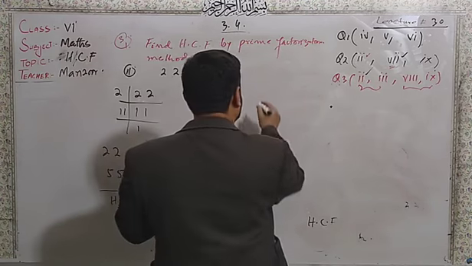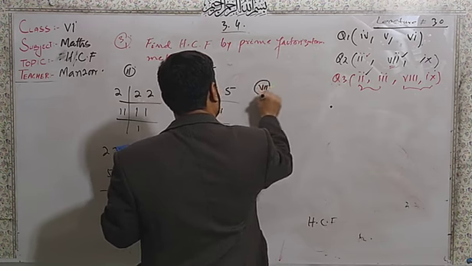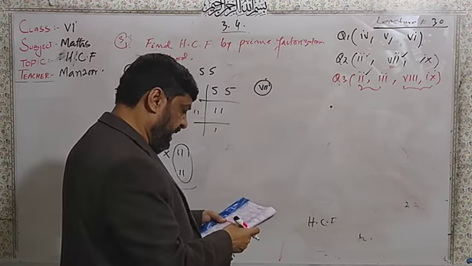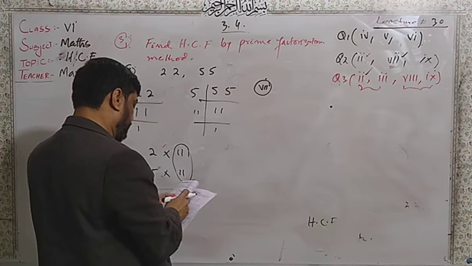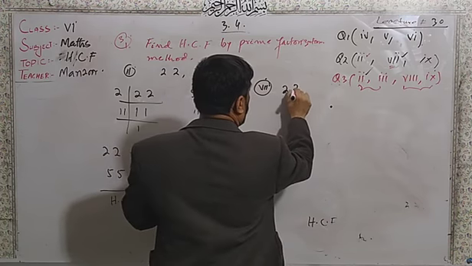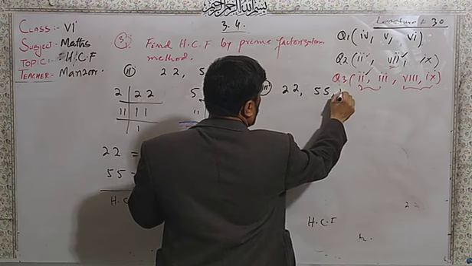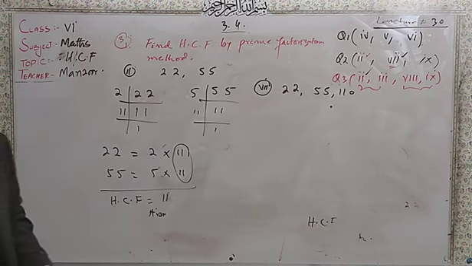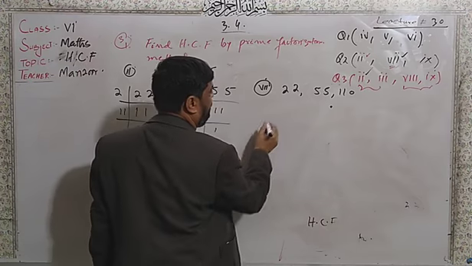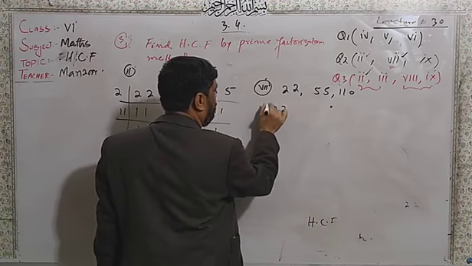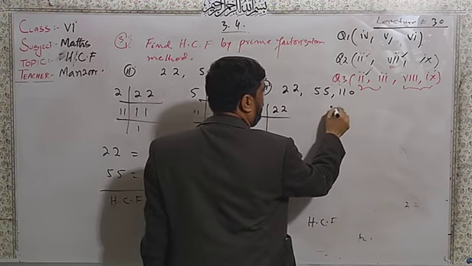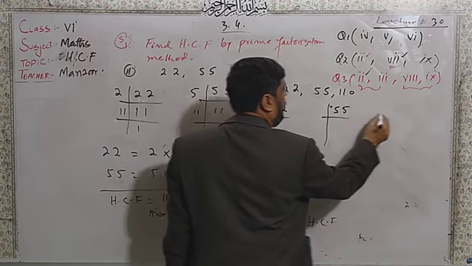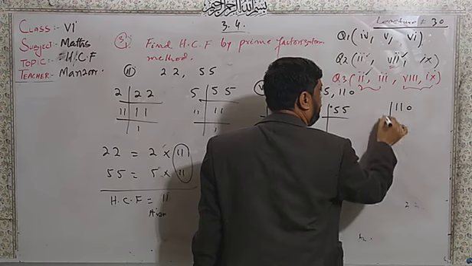Now after that I would like to do part number 7. Part number 7 has 3 values. Now 22, 55 and 110. Dear students, here I just do the prime factorization method. 22 here, 55 here, and 110 here.